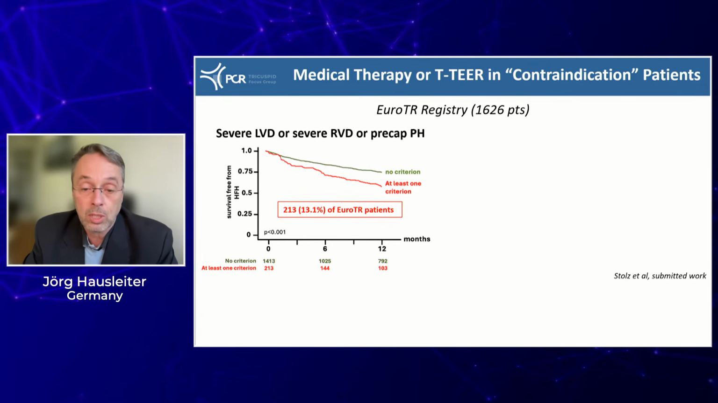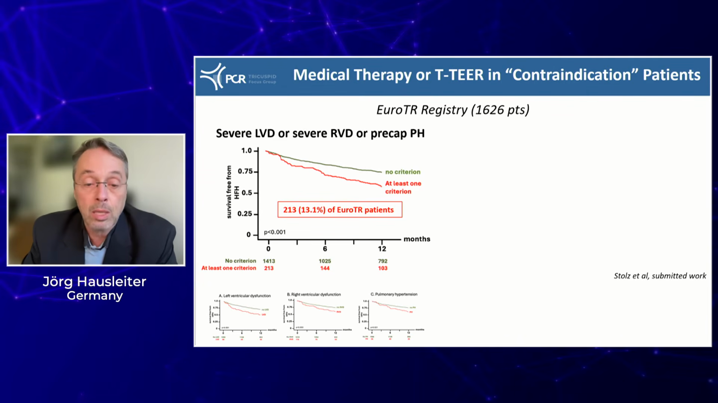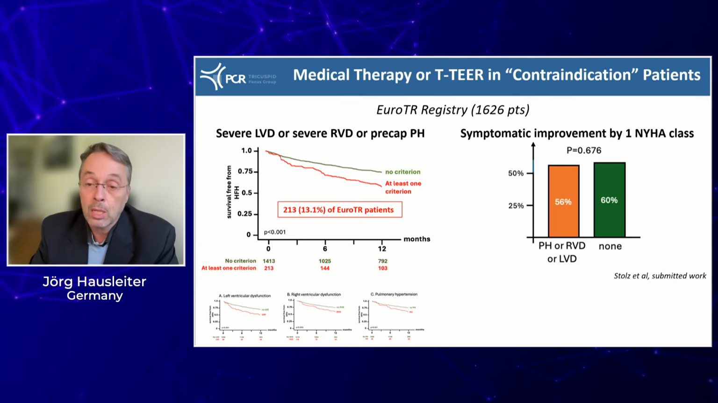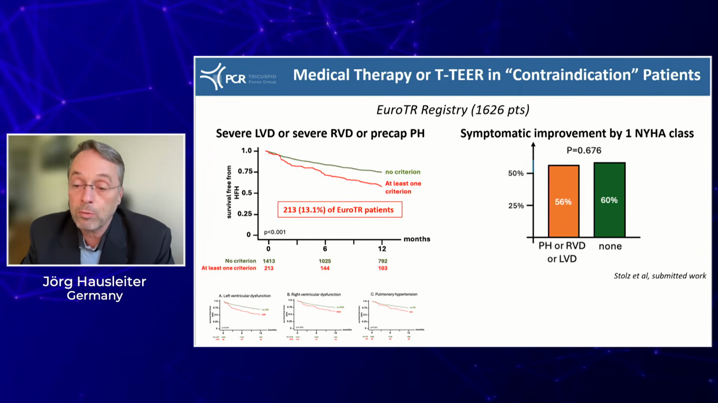They have a higher mortality at 1 year, as you can see here, compared to those patients who do not have such a concomitant disease. And this is true also if you look at the individual components as shown in the lower part. However, if you now look into the symptomatic improvement, and this is the only aspect which has been evaluated in these 3 clinical trials as a positive endpoint, then we do see that patients, regardless if they have such additional comorbidities, they have almost the same symptomatic improvement as those patients who do not have those comorbidities.